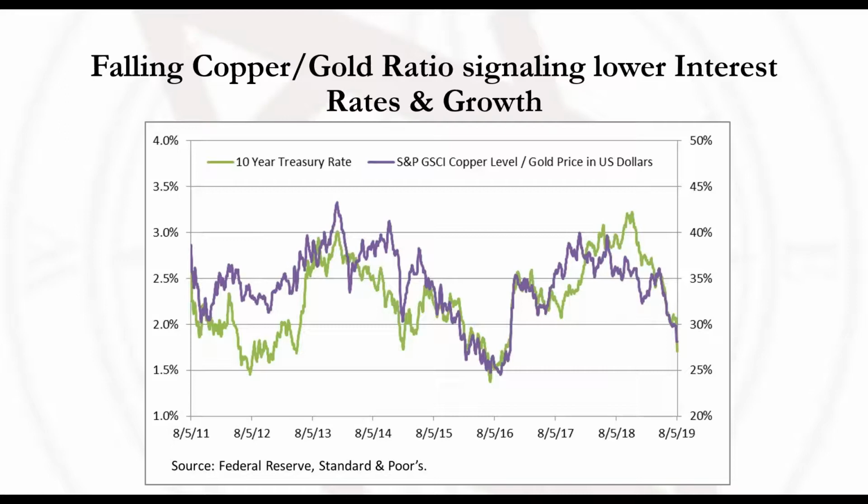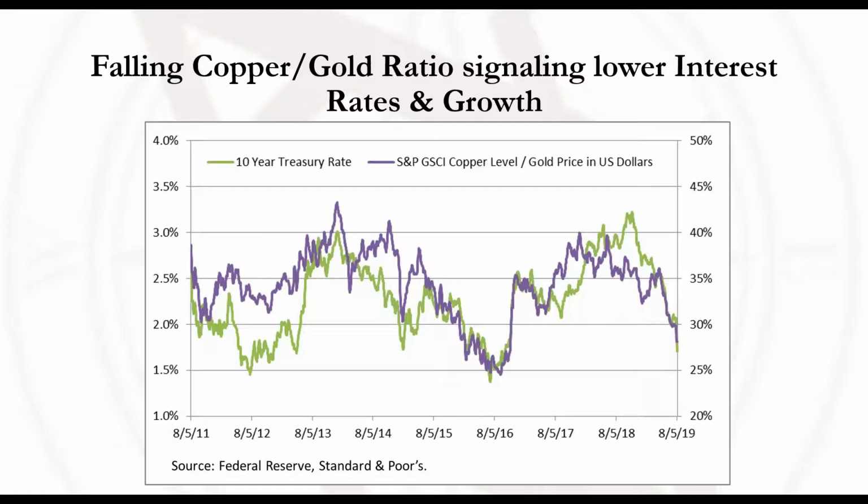This first chart is interesting. It's the copper to gold ratio. That's the purple line, and that shows us that when copper prices go down relative to gold prices, so do interest rates, and vice versa. So what this is saying is that the expectations about economic growth are somewhat tied to long-term interest rates.